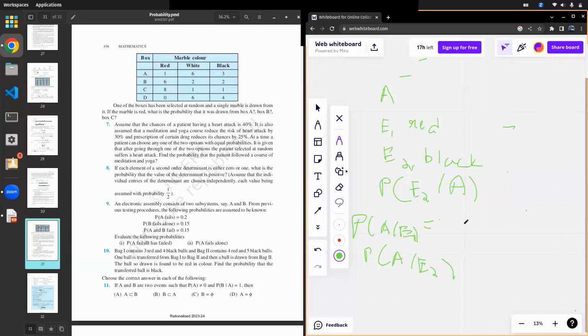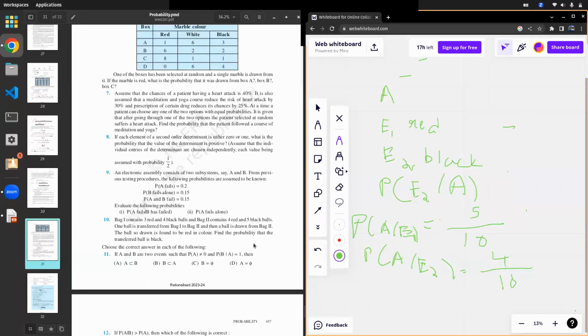If a red ball is transferred from bag 1 to 2, then the probability of a red ball is equal to 5/10, since an additional red ball is transferred. If a black ball is transferred, the probability will be 4/10, since the additional ball is black. So now we can use Bayes' theorem to find the value of P of E2 given A. So we go to the next question.